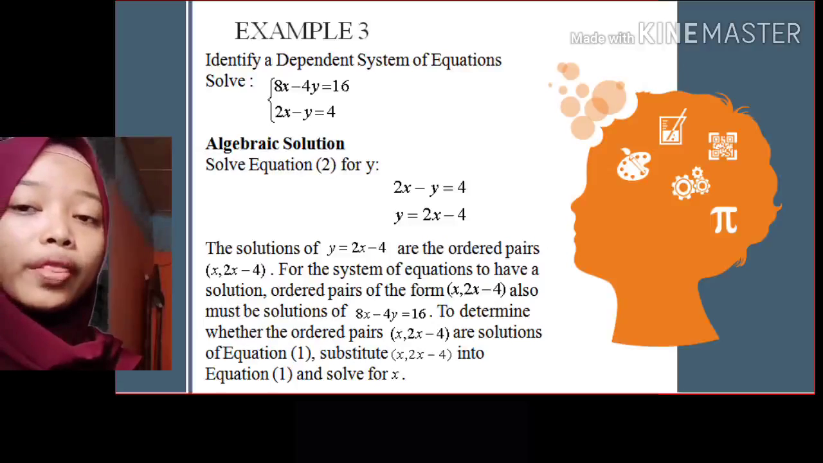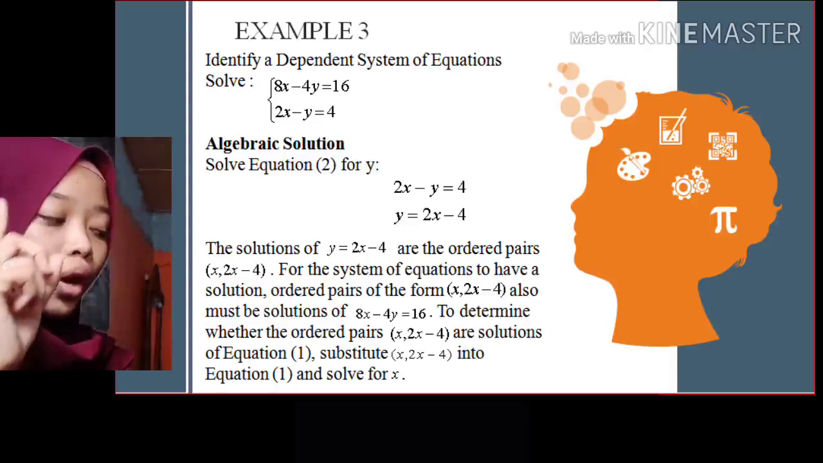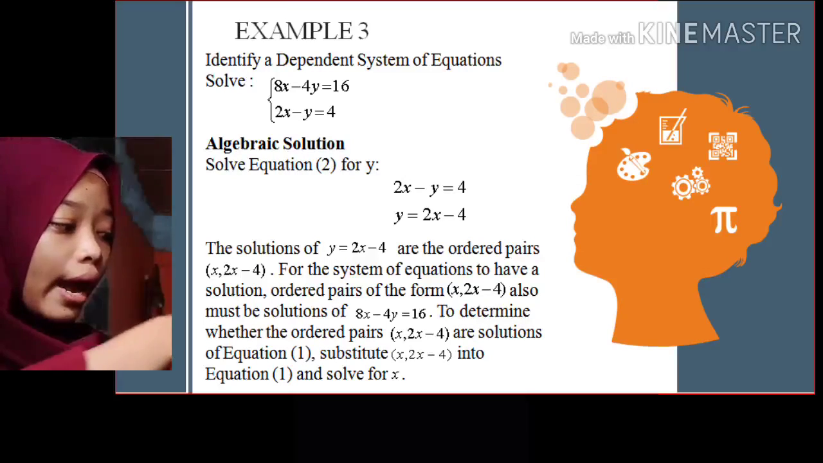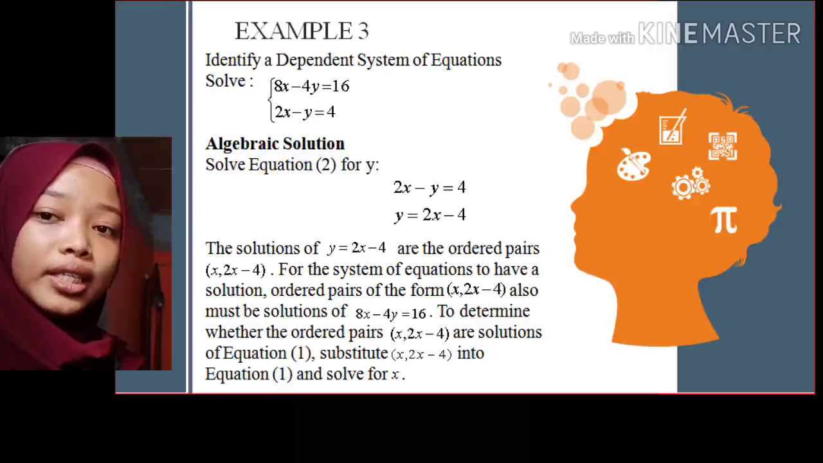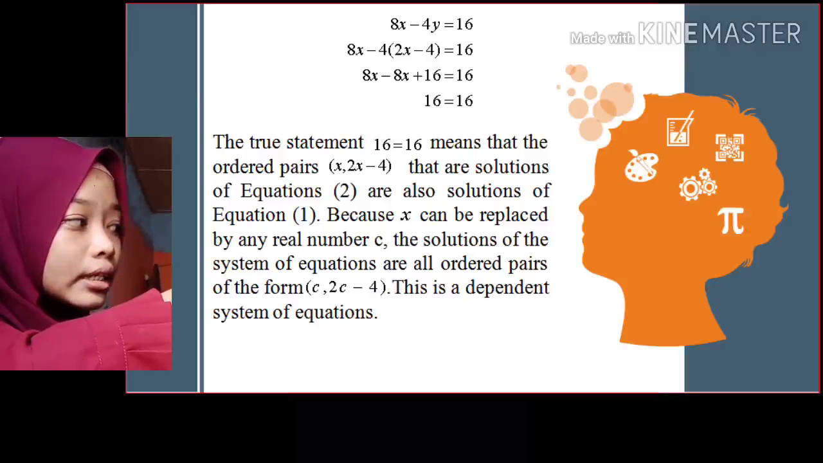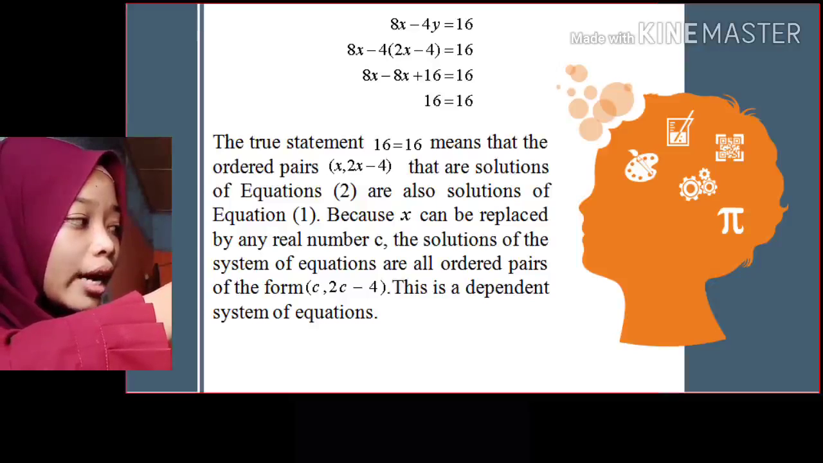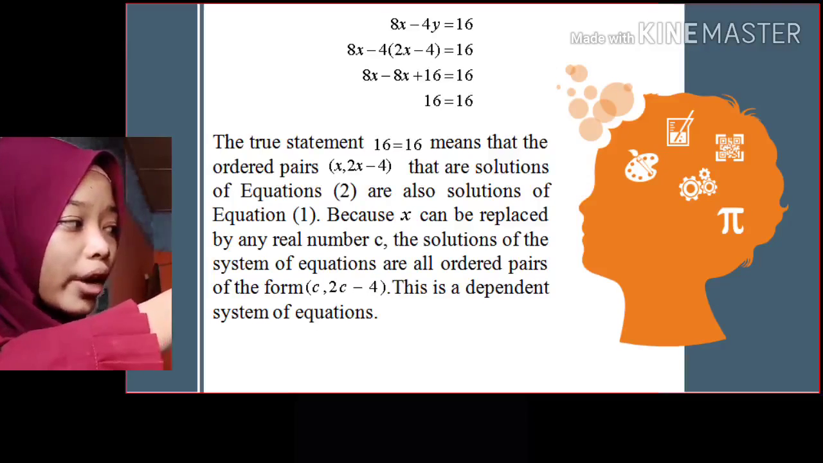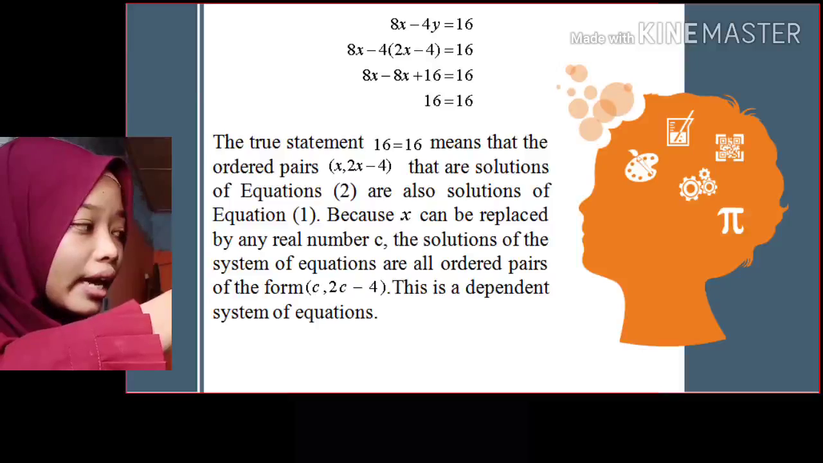Equation 1 is 8x minus 4y equals 16. To determine whether the ordered pairs (x, 2x minus 4) are solutions of equation 1, substitute (x, 2x minus 4) into equation 1 and solve for x. 8x minus 4y equals 16, and then substitute: 8x minus 4 times (2x minus 4) equals 16. 8x minus 8x plus 16 equals 16. 16 equals 16.